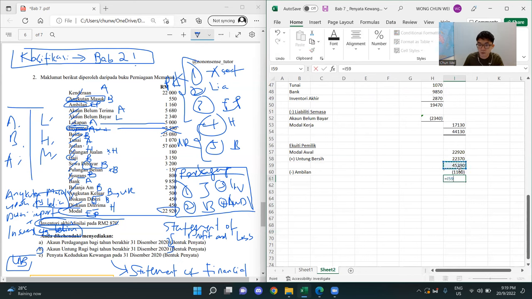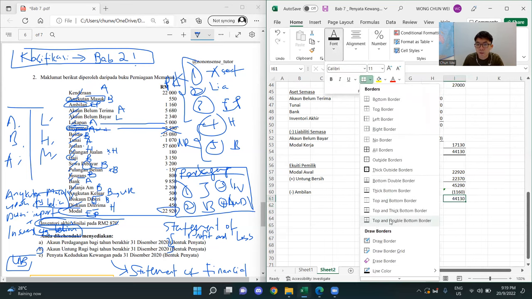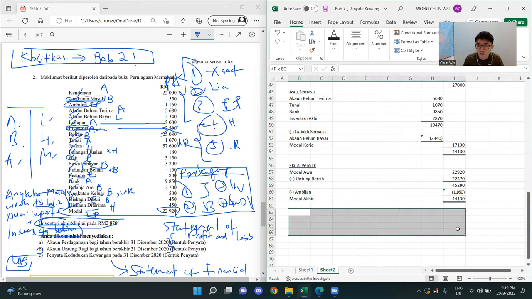So you get this one minus 1160. You get 44,130. This is your answer. This one we call it the modal AQ. So modal awal plus untung bersih, tolak ambilan, you get modal AQ. Okay, if soalan ada liability bukan semasa, then you put and tambah. But then soalan ini tak ada pinjaman, therefore tak ada liability bukan semasa.